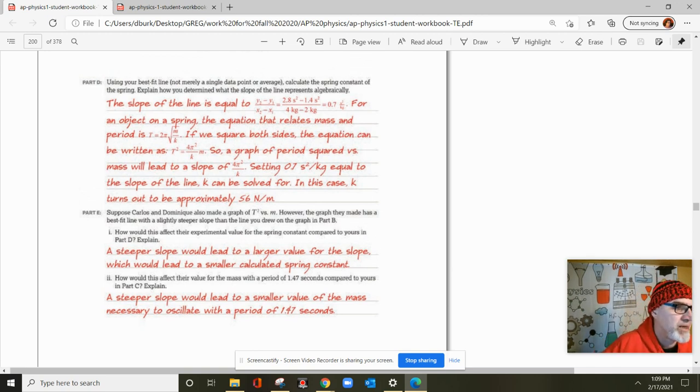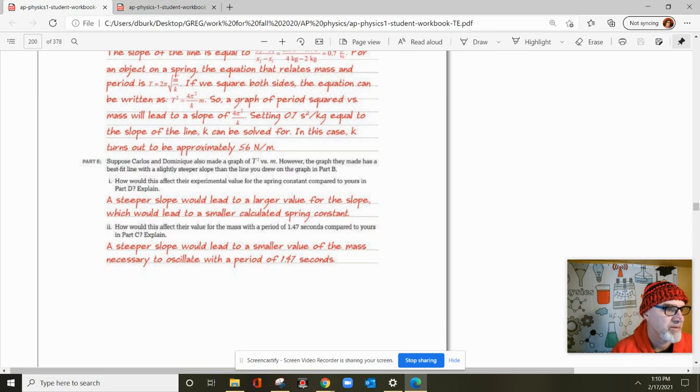Using your best fit line, calculate the spring constant. The slope of the line is equal to 0.7. The equation that relates mass and period is period equals 2 pi square root of m over k. If we square both sides, the equation is T squared equals 4 pi squared m over k. So a graph of period squared versus mass will lead to a slope of 4 pi squared over k. And so we set that equal to 0.7 because the slope of the line is that. And then you could solve for k, it would be 4 pi squared over 0.7, and I got about 56.